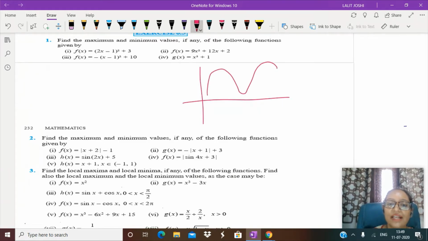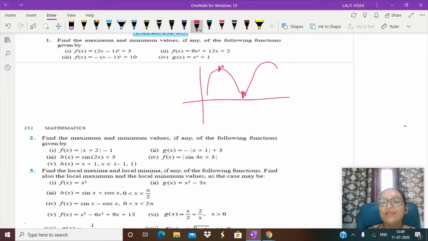Suppose we have a curve like this. So I say this is the value after which the curve is not increasing, so that is the maximum value. I say this is the lowest value after which the curve is not going further down, so this is the minimum value, right? So this is the literal meaning of the word maxima and minima.